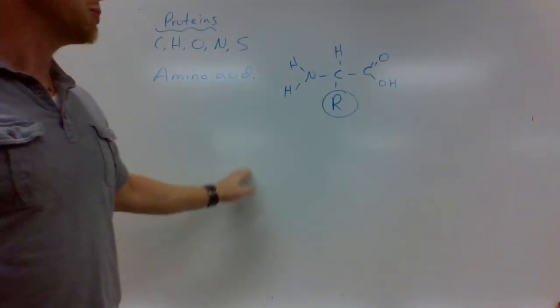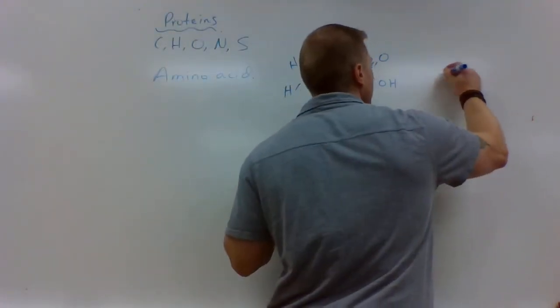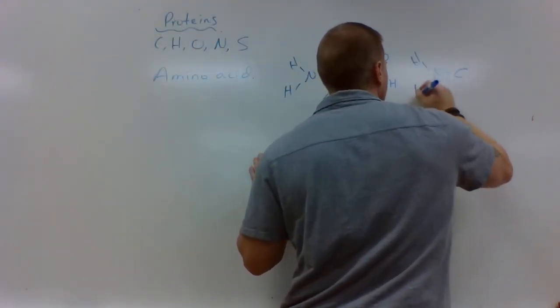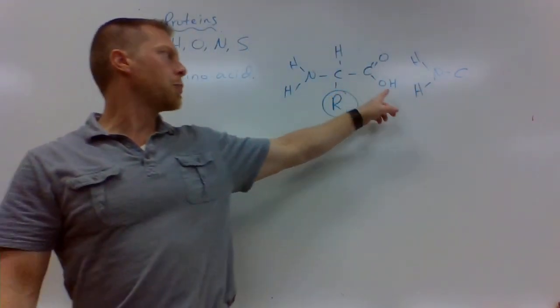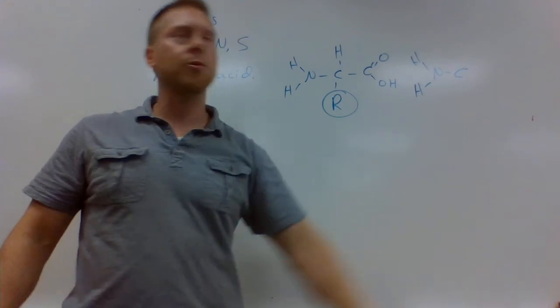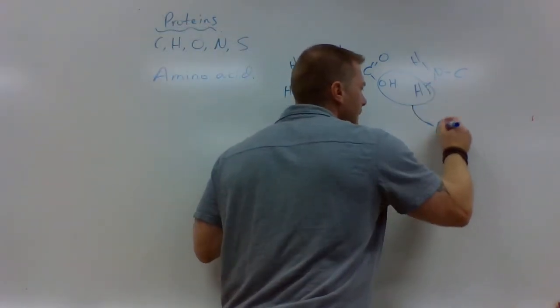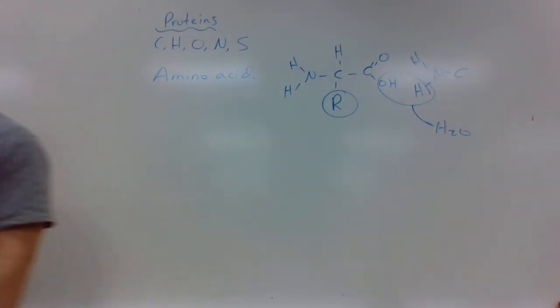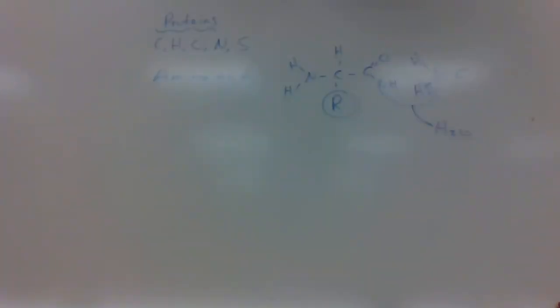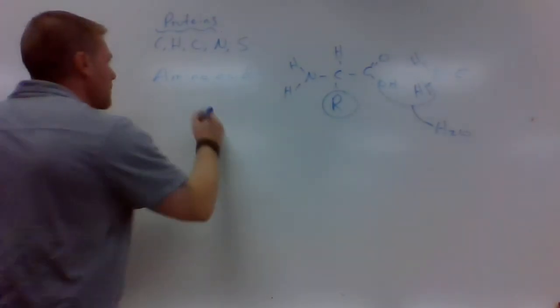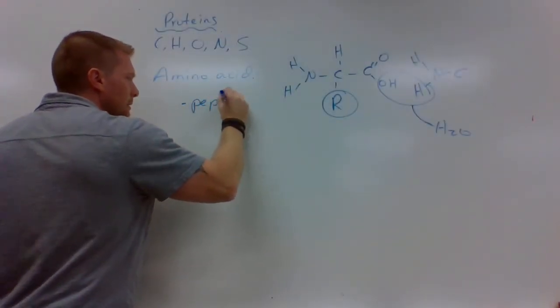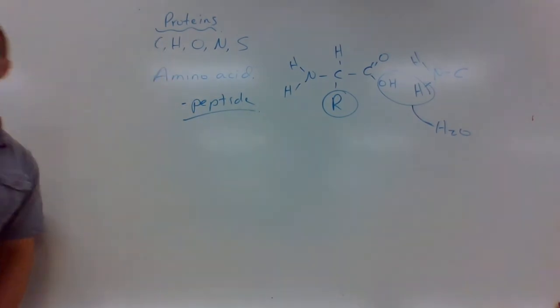If you want to put two amino acids together, you have the carboxyl group of one amino acid react with the amino group of another amino acid. You have an H and an OH, and together you have the removal of water. So what reaction are we performing right here? Dehydration synthesis. You have the removal of water, and you're forming a chemical bond, right? And the name of the bond between amino acids is the peptide bond.